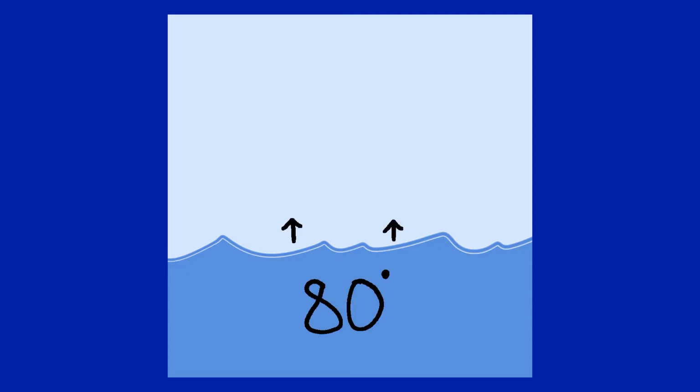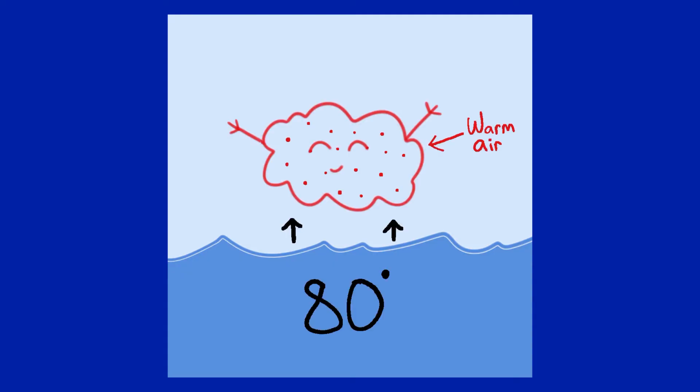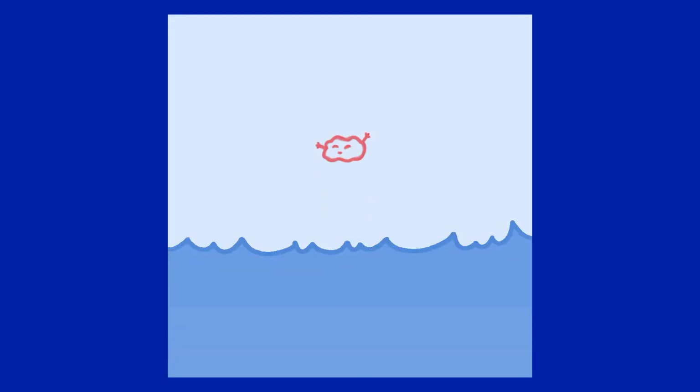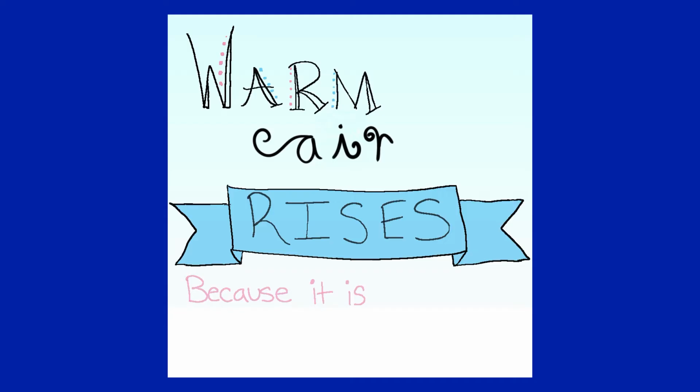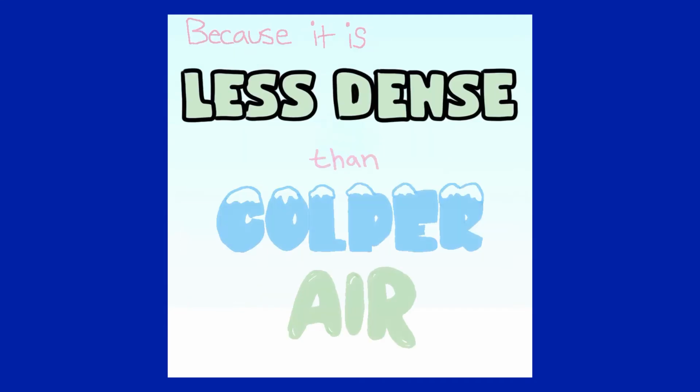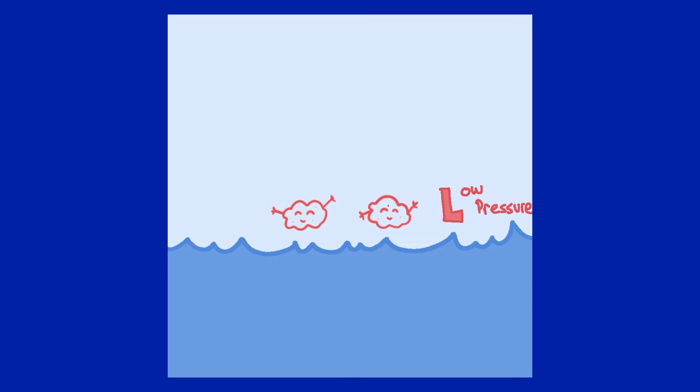Now that the warm water has evaporated, it turned into warm air. And there is one very important property of warm air. It rises. Warm air goes up because it is less dense than colder air. So, because the warm air rises, an area of low pressure is created near the surface because all that air just rose up and away.